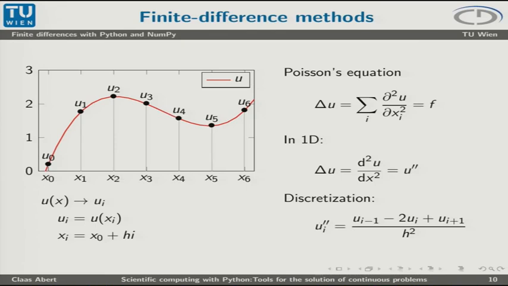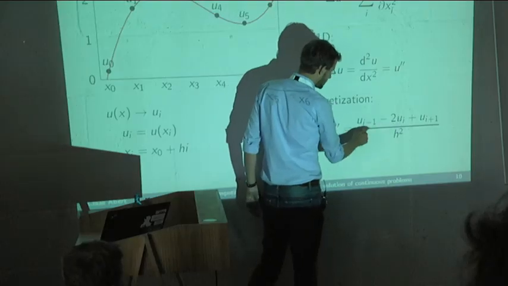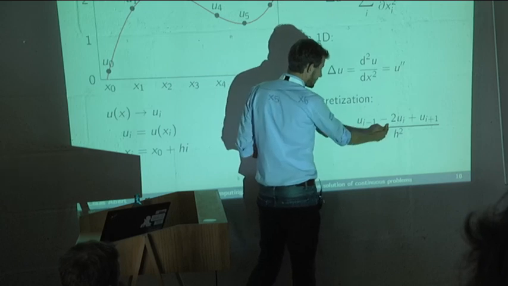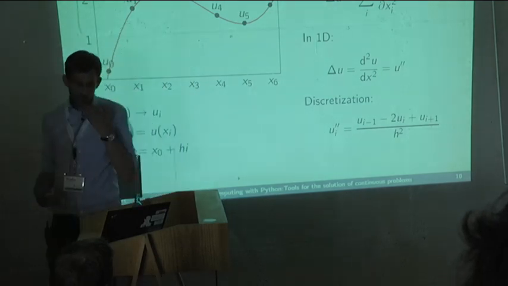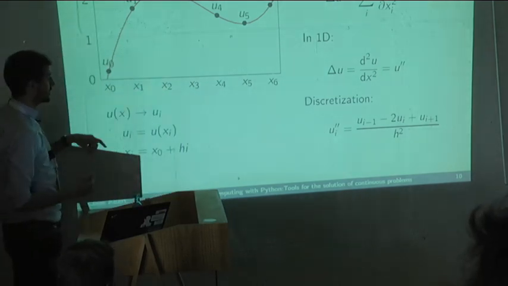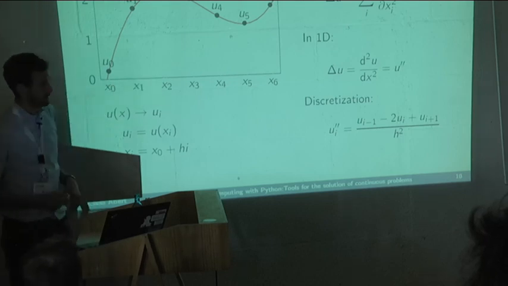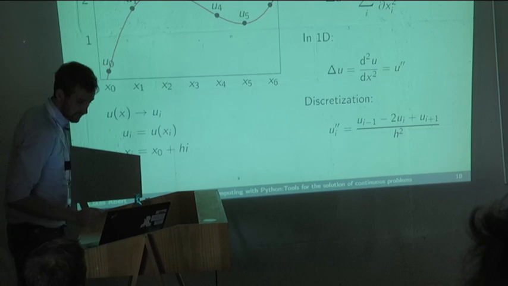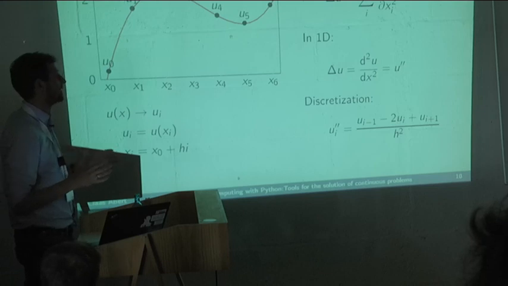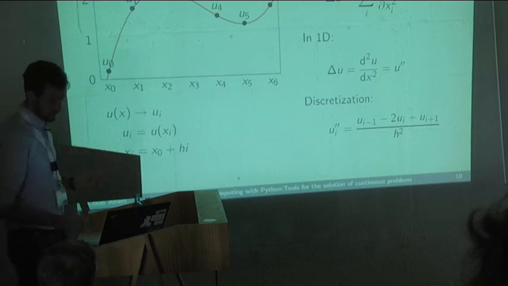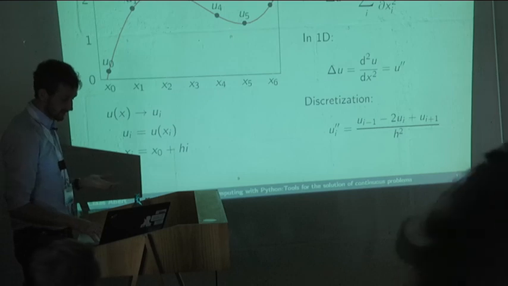That means we can approximate the second derivative at the node i by taking the values of neighboring cells with some weights. So this has a weight +1, obviously, this has a weight -2, and this is +1. And then we divide by our spatial discretization constant h. So h is exactly the width of one interval here. And this is a very simple approximation of the second derivative.